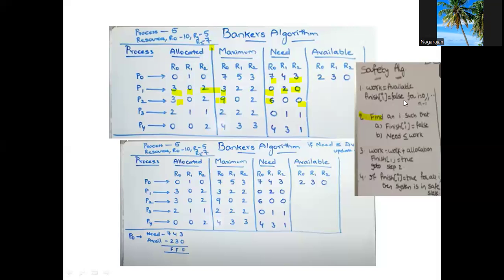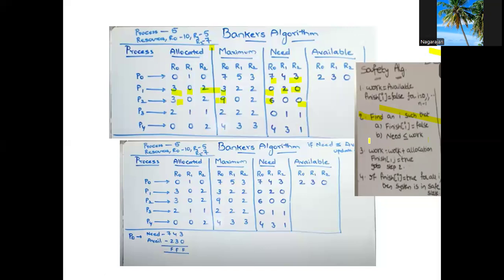The safety algorithm is the one where the first step says Work equals Available and Finish equals false. Finish[i] equals false, where i stands for the process instances. False means there is a chance of deadlock. The next step is to find an i such that Finish[i] equals false and Need is less than Work. That is a condition you have to remember: Need should be less than Work. Then only it will go on to the next process.